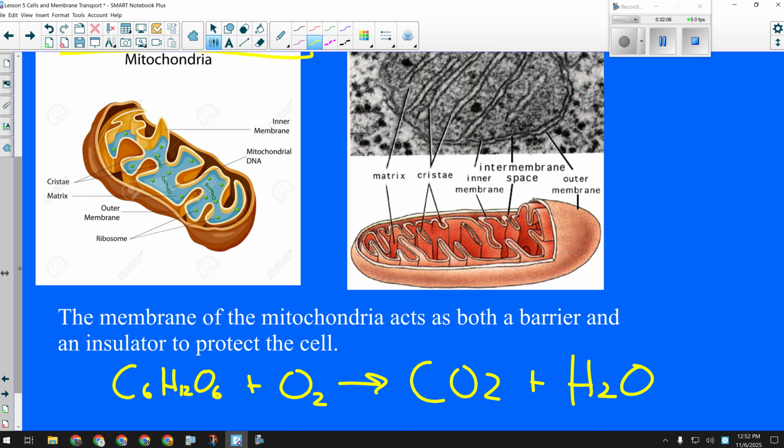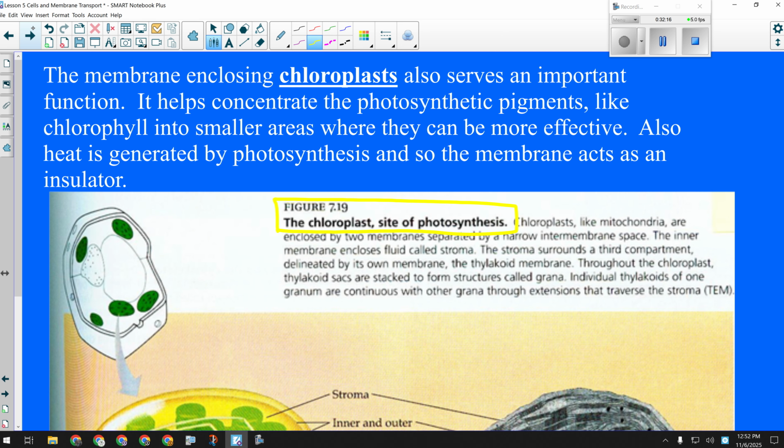All right. So yeah, double membrane. The double membrane's insulating. Okay. Cellular respiration goes on in there. Questions on the mitochondria? Okay.